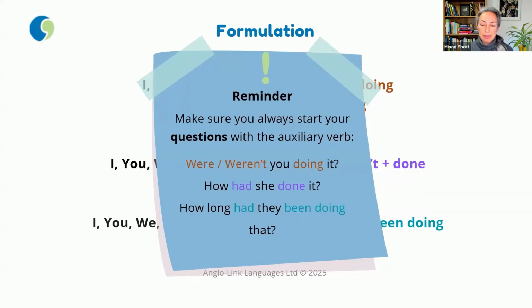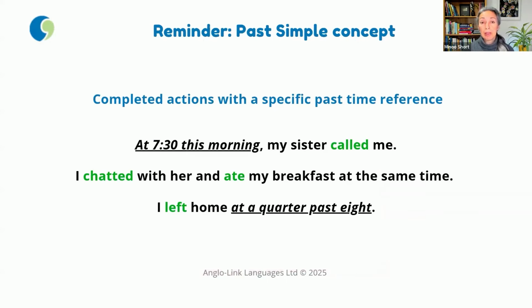Let's look at concepts now, starting with a quick reminder of the concept of the past simple tense. As you will remember from previous lessons, the past simple tense refers to completed actions with a specific past time reference. For example, at 7:30 this morning, my sister called me. I chatted with her and ate my breakfast at the same time. I left home at 8:15. So singular, separated actions completed at a specified time in the past, right?